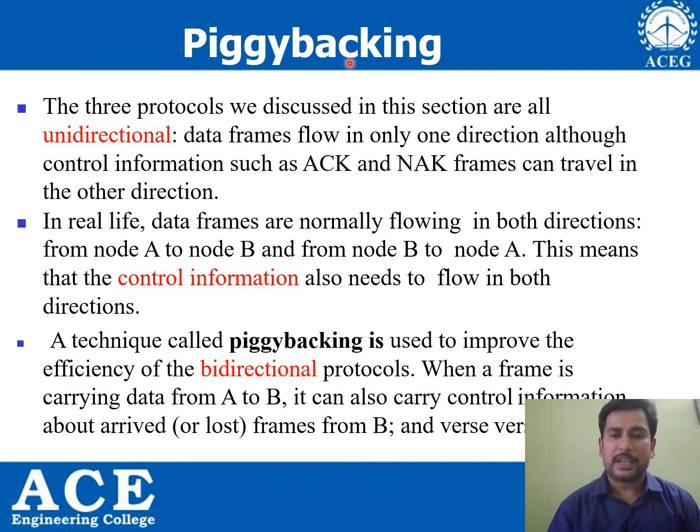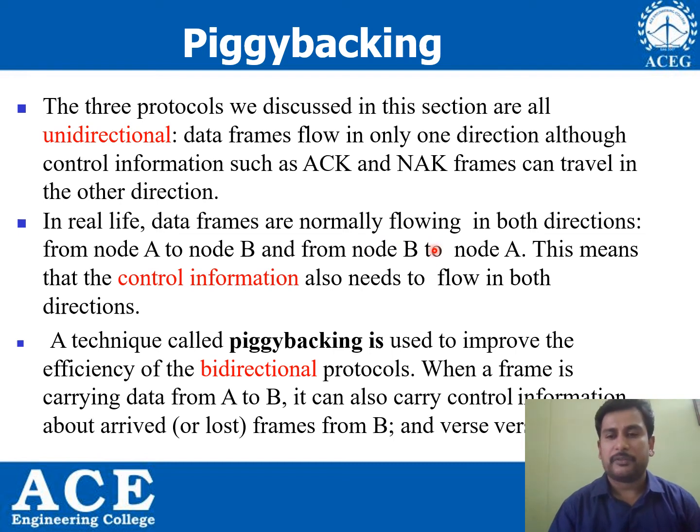Suppose sender A and receiver B. All the data is flowing from sender A to receiver B, and the control information such as acknowledgement and negative acknowledgement is moving in the other direction. But in real life, the data frames normally flow in both directions, that is from node A to node B and node B to node A. Suppose I am talking to you. Definitely you not only listen to me, you also try to reply to me. When I send you a text, definitely you will also be sending me a text. So the communication or the data flow will be in both directions.